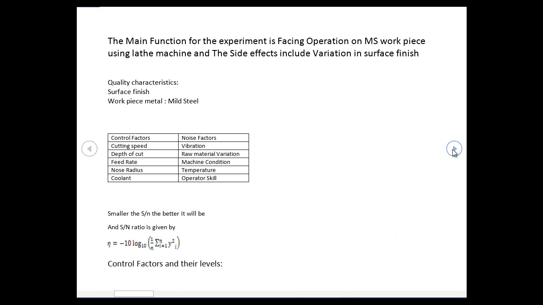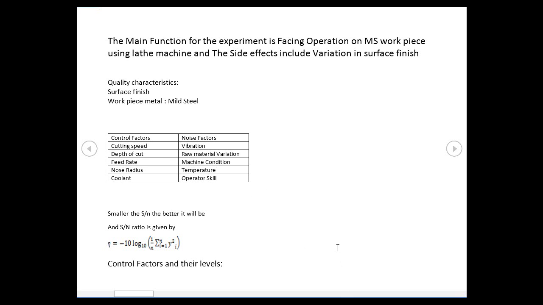Next, I need to construct the control factors and noise factors matrix, where the control factors are cutting speeds, depth of cut, feed rate, nose radius, and coolant. And those noise factors include, for cutting speed, vibration; for depth of cut, raw material variation; for feed rate, machine condition; for nose radius, temperature; for coolant, operational skill.